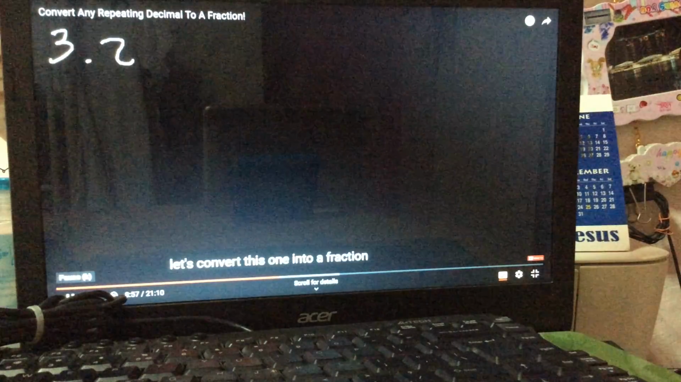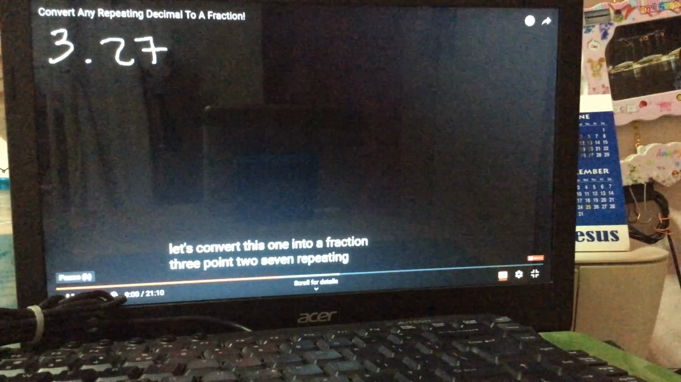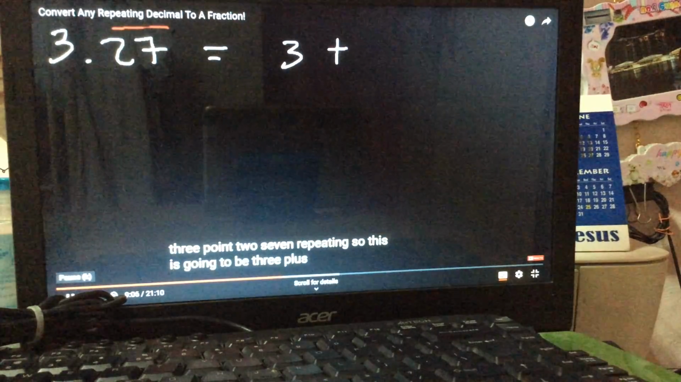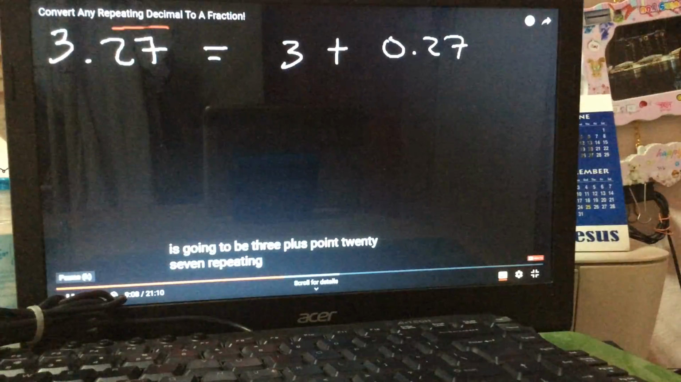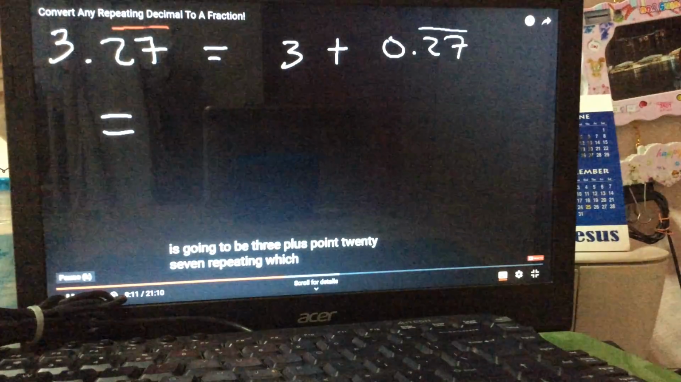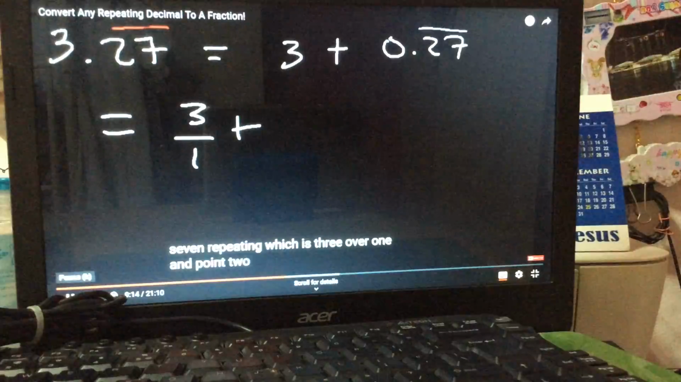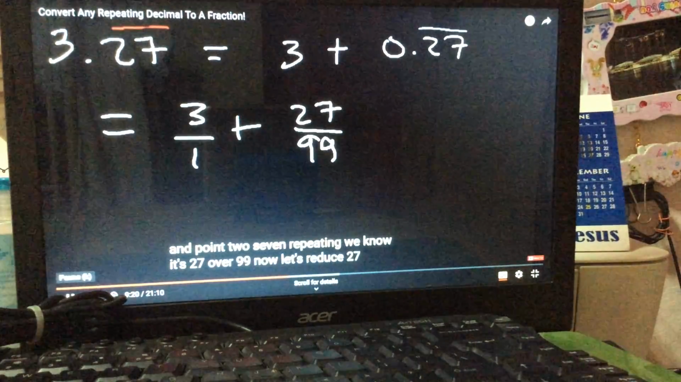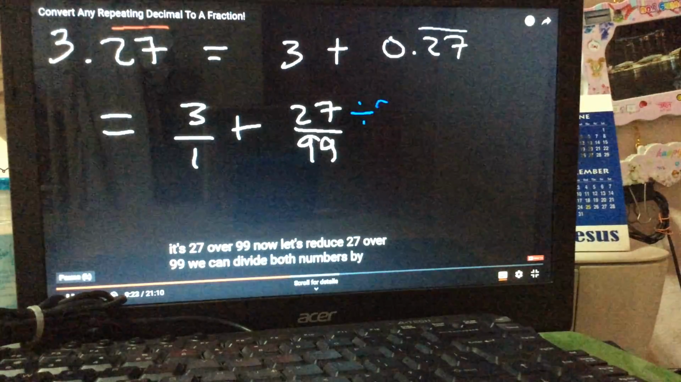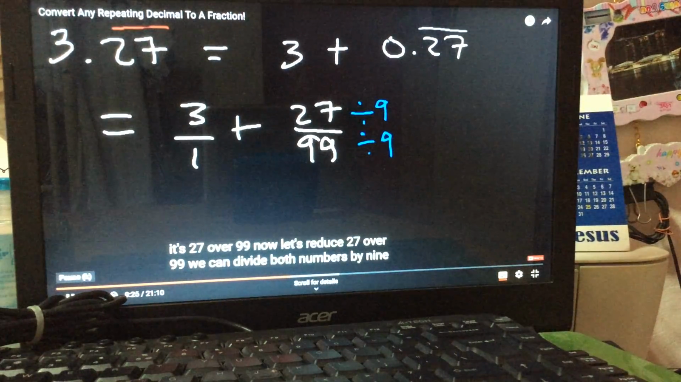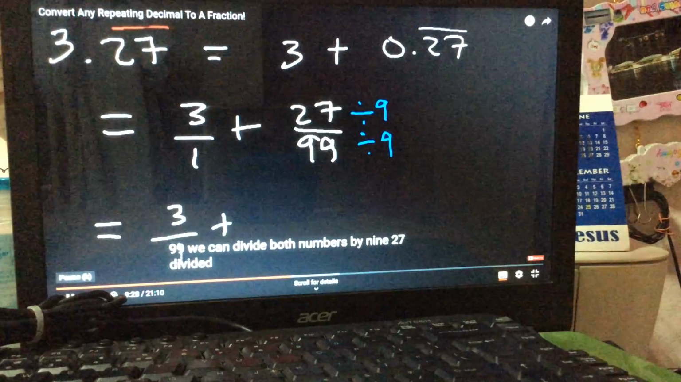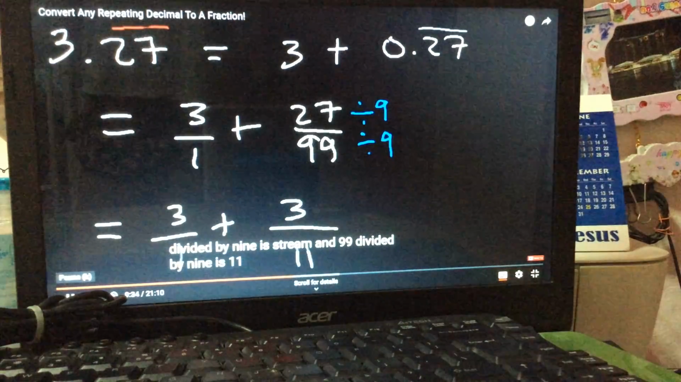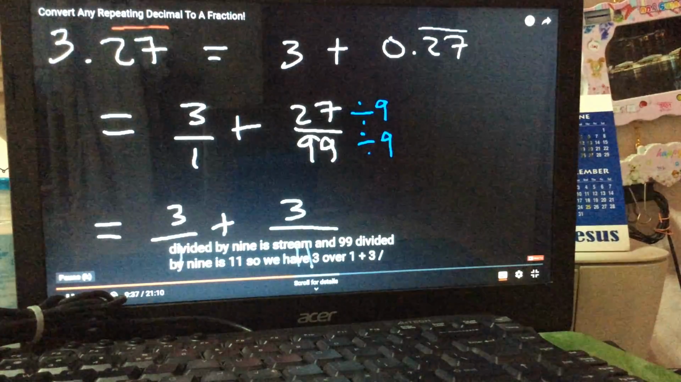Let's convert this one into a fraction. 3.27 repeating. So this is going to be 3 plus 0.27 repeating, which is 3 over 1, and 0.27 repeated, we know it's 27 over 99. Now let's reduce 27 over 99. We can divide both numbers by 9. 27 divided by 9 is 3, and 99 divided by 9 is 11. So we have 3 over 1 plus 3 over 11.